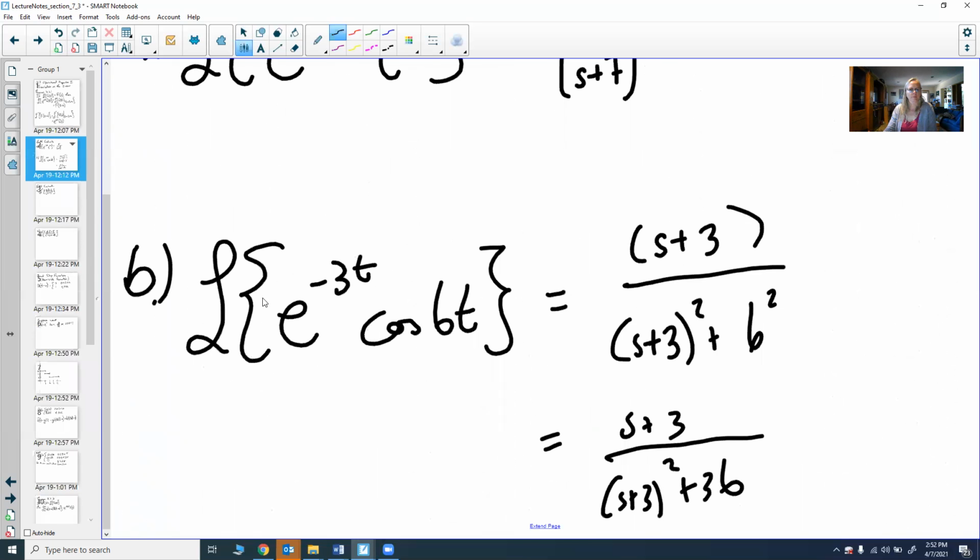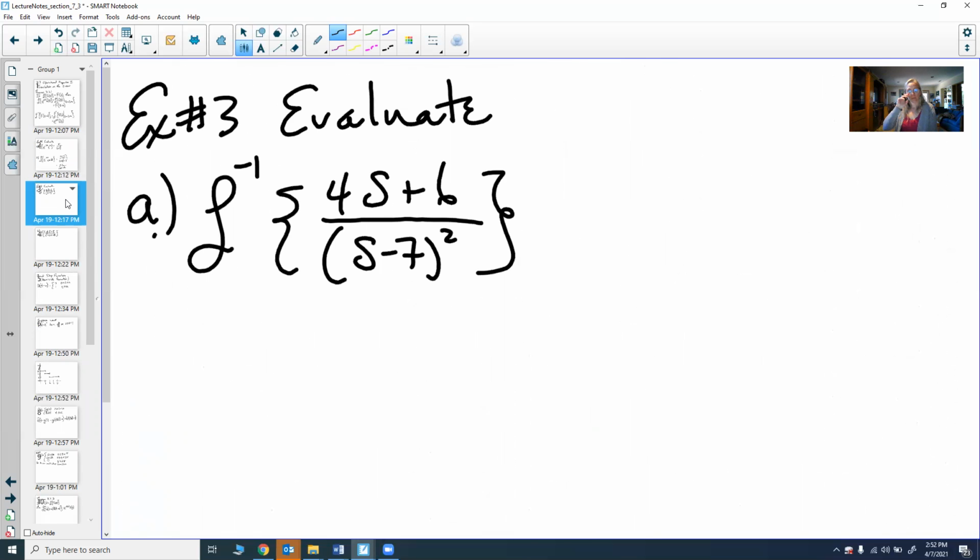Now let's try the other way. Let's try undoing one. I'd like to find the inverse Laplace of 4s plus 6 over s minus 7 squared. Well, unfortunately, this is not as nice and neat as we would like it to be. First off, we need to make that into something else. So we need to first do partial fraction decomposition.